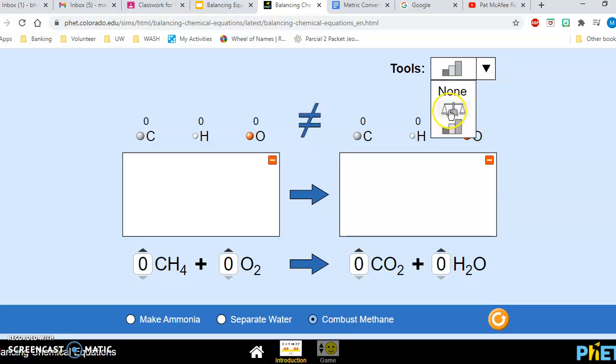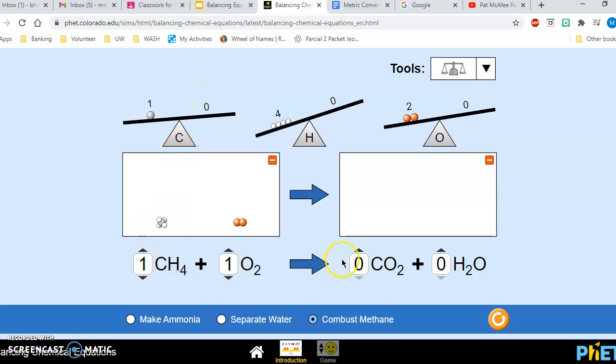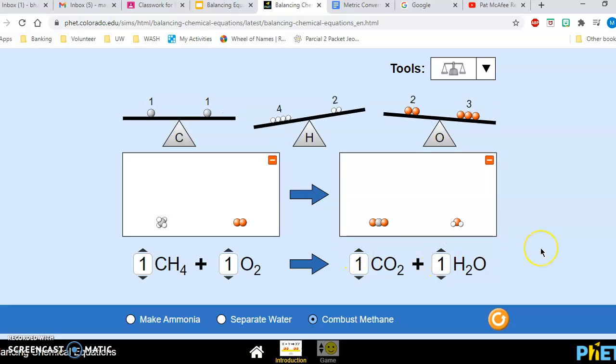I think I like the scale a little bit more, so let's try that one more time for this one. This one is a combustion reaction. We learned about our types of reaction. This is combustion. So we have our carbon over here. Let's give everything 1 just to see where we're at with things. That's how I like to start. So right now, as we're looking at things, our carbon is balanced. We can see that's nice and easy.